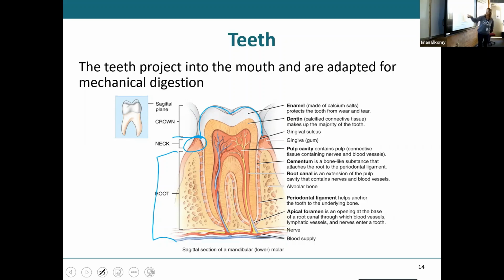Inside the root here, you'll notice that there are canals. You see these empty spaces? Yes, there is an empty space, and in that empty space is where you get your blood vessels, the arterioles, the capillaries, and also the nerves. So yes, this is the part that they open up if you're doing a root canal, right?